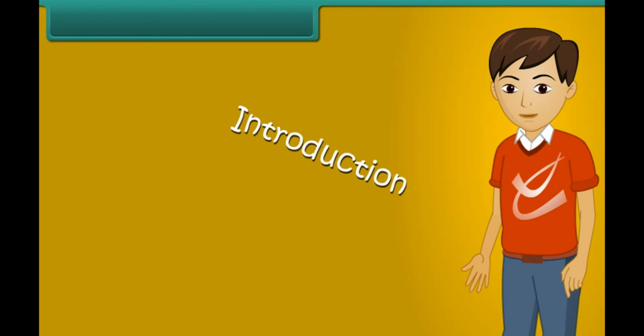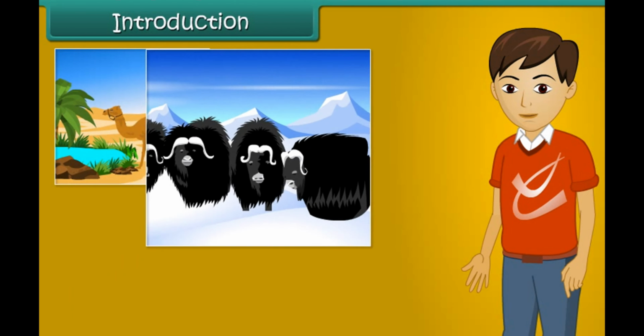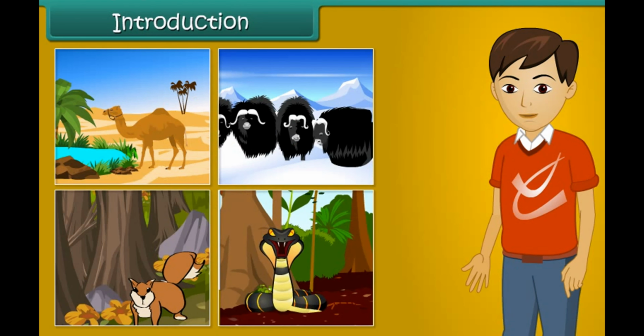Introduction. Hello students, look at the images given here. Camel, yak, squirrel, snakes are all terrestrial animals, but their physical appearance and behavior are very different from each other.